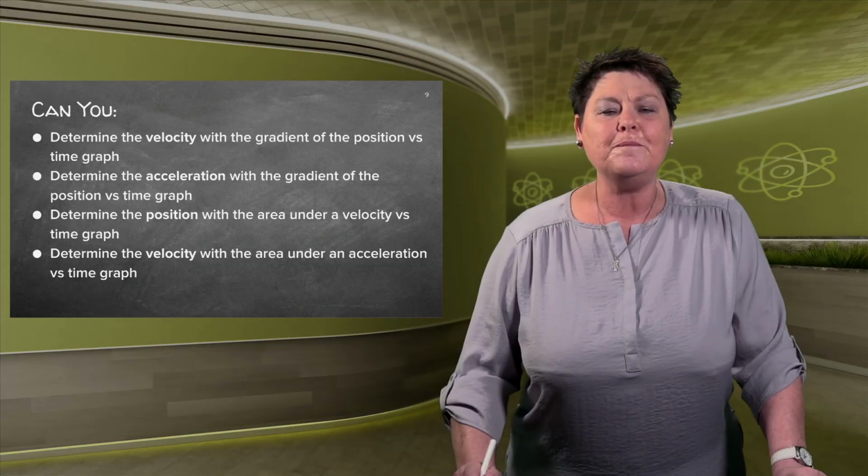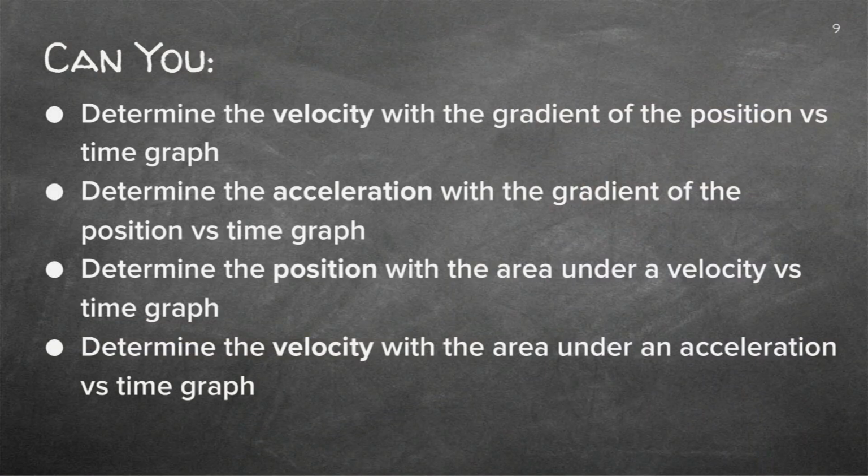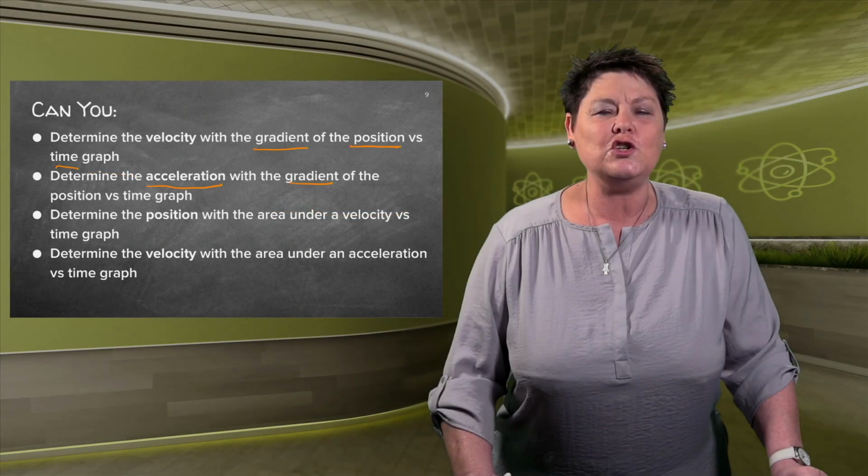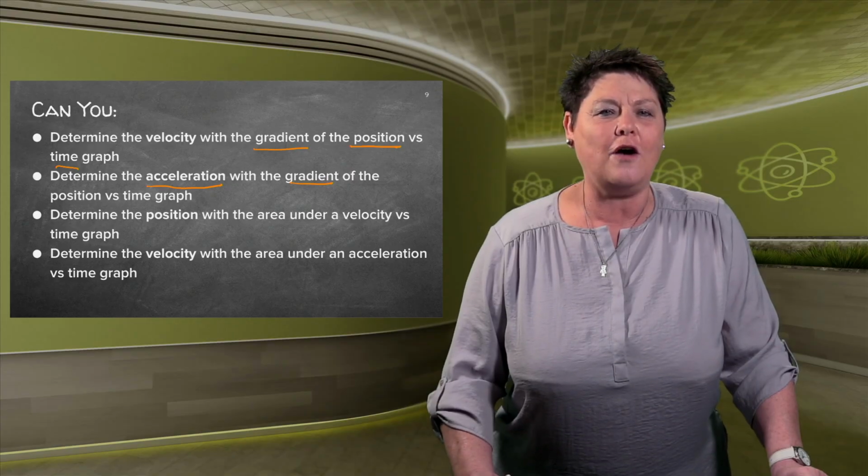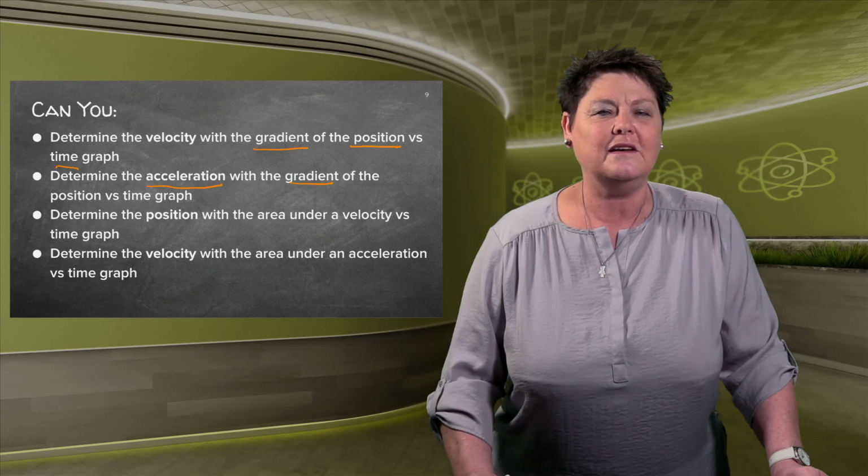Let's recap. Can you determine the gradient of the position time graph? We did it just now. And we could get the acceleration as well from the gradient. In this exercise and this question, we didn't actually do any area calculations. That will follow in another lesson. I hope you understood how we use the graphs and got the gradients.